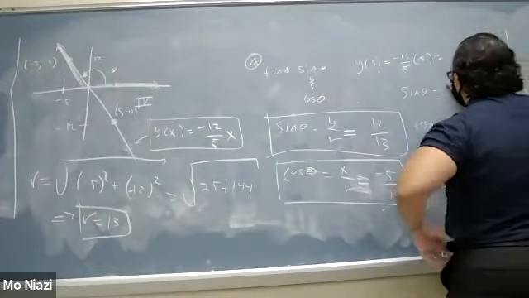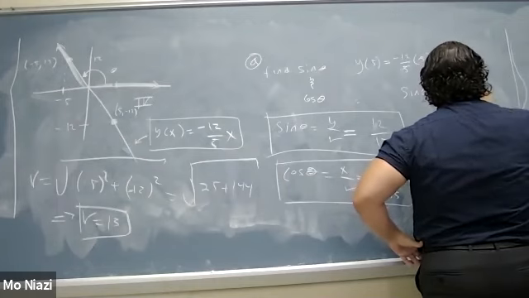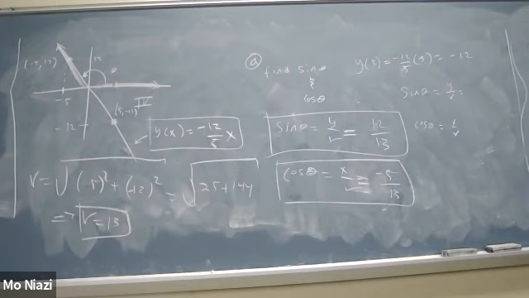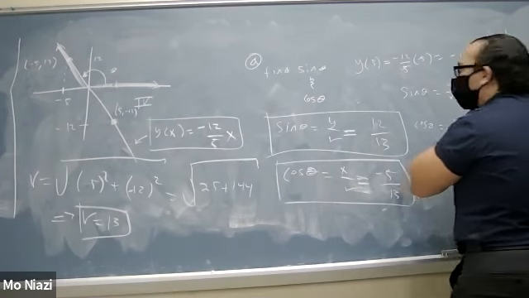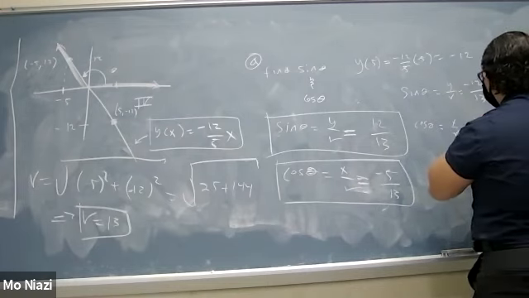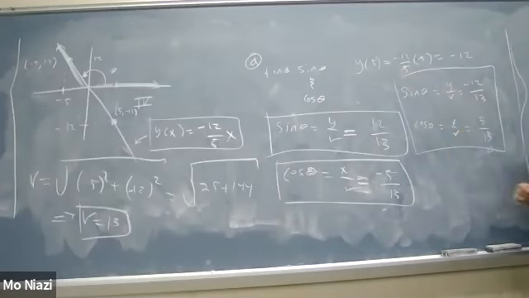So what is our y over r? And what is our x over r? Negative 12 over 13. And what is our x over r? 5 over 13. Very good. Simple as that.